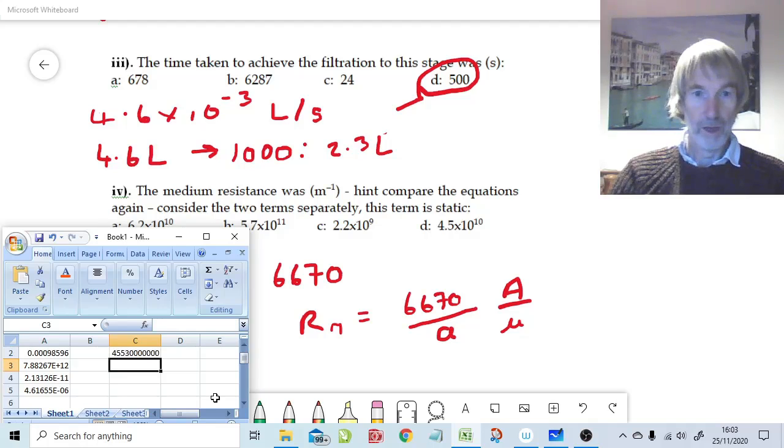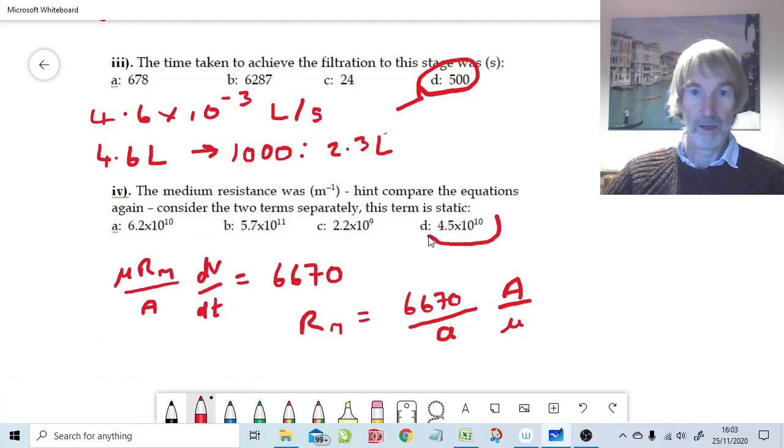Okay, that gives us a value of 4.5, in fact it is 4.5 times 10 to the 10. All these are reasonable Rm values, resistance to the filter medium values, reasonable ones, but in our case here it's 4.5 times 10 to the 10, and that's meters to the minus 1 are the units there.